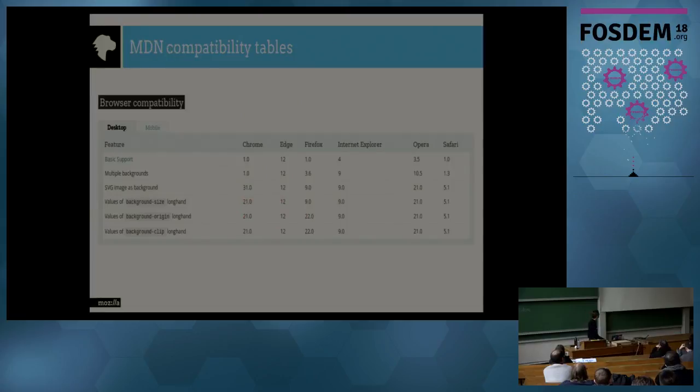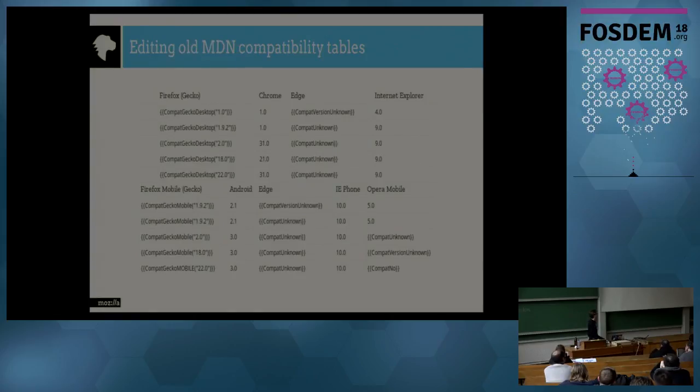And on MDN, what we've done so far is we've provided these kinds of tables. I guess a lot of you have seen those. This is a table that displays compatibility information about the CSS background property. You can also see a few sub-features of that same property, like multiple backgrounds and SVG images as a background. And we've had this table in the wiki for, I don't know, 5, 6, 7 years now.